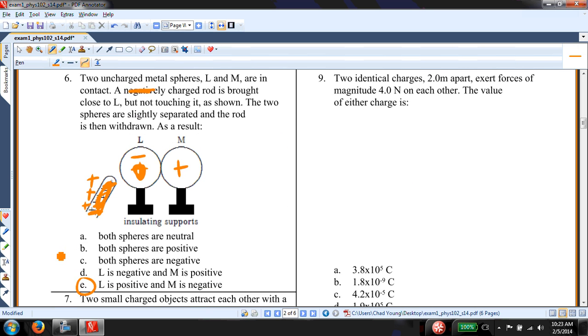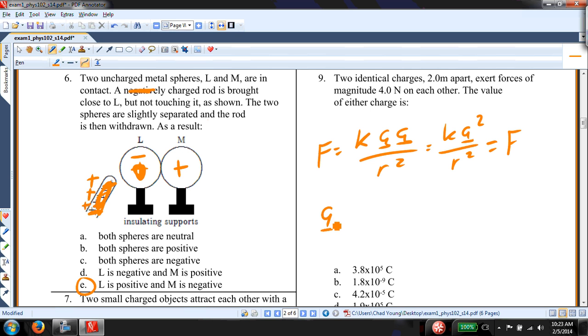Two identical charges exert forces of 4 newtons on each other. They're 2 meters apart. What's the value of each charge? Simple application of Coulomb's law. Here I'm looking for Q, and Q is identical, so I can write this as kQ squared over r squared, just because Q is identical, and then I can solve for Q. That's going to be F r squared over k.